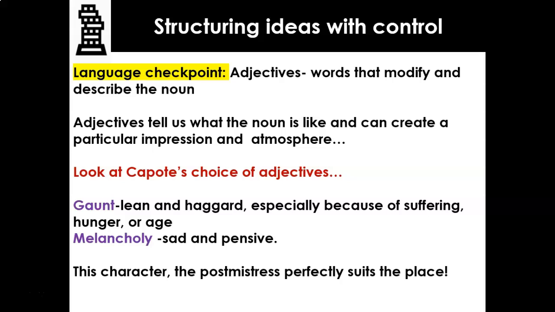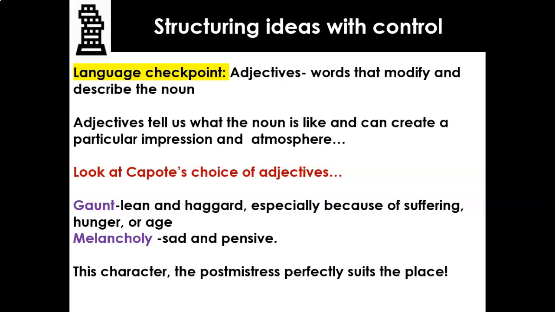So gaunt is an adjective that means to be lean and haggard, especially because of suffering, hunger, or age. So it's this idea immediately then that the postmistress is perfectly suiting this town of Holcombe. This town of Holcombe that is aimless and neglected, in a state of despair. And just as the town is suffering, this postmistress suffers as well. Now, there's a suggestion then to be lean and haggard, that life has taken its toll on you, and that life in Holcombe is not easy. It is in a state of despair, if you remember when we looked at that yesterday.